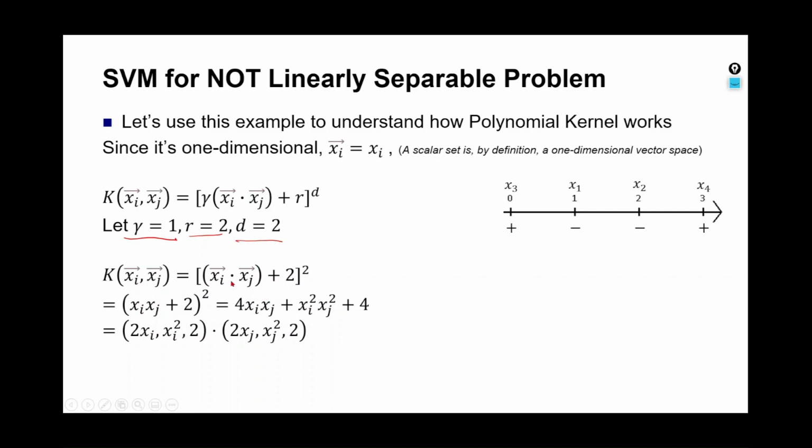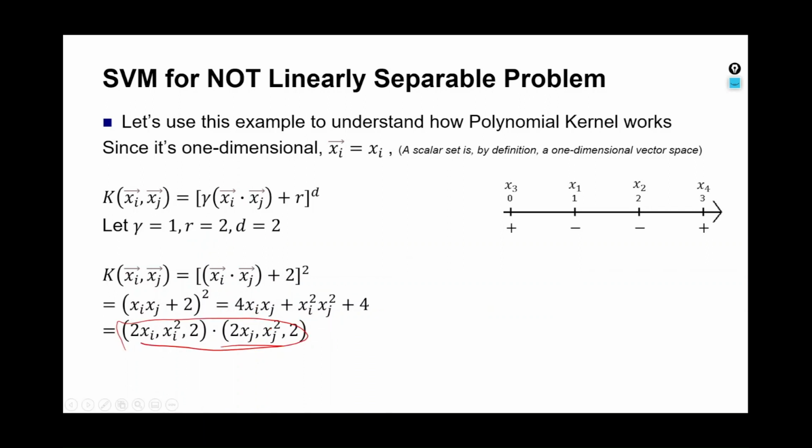Then this xi vector dot xj vector, since now they are just scalars, I mean, in this one-dimensional number line, it's just a scalar, so we can just use xi multiplied with xj. No need to consider vectors anymore on this one-dimensional space. Plus 2 squared. Okay, then we expand this one.